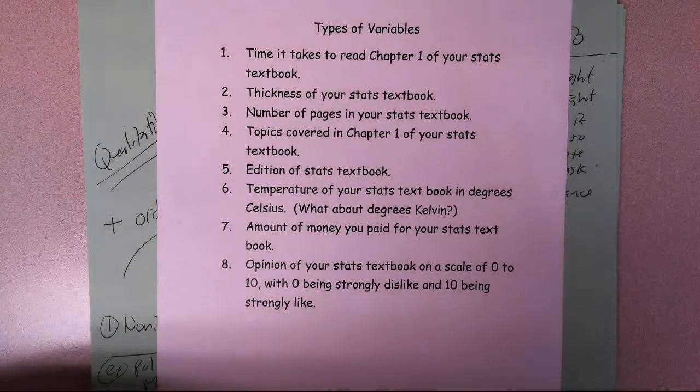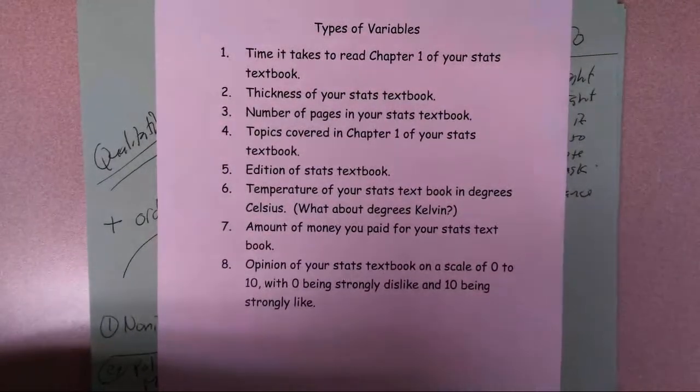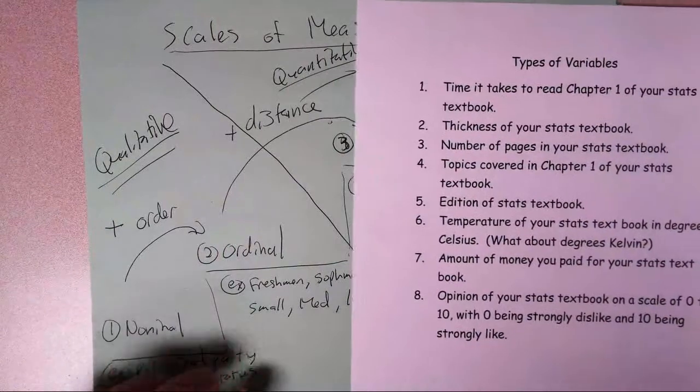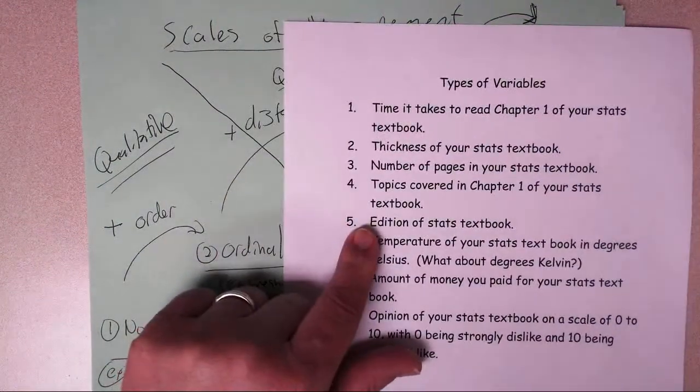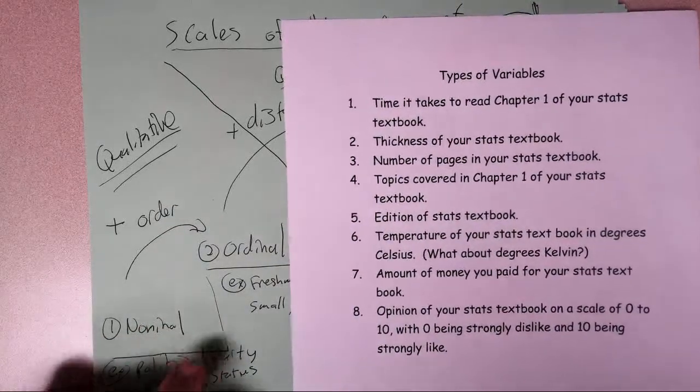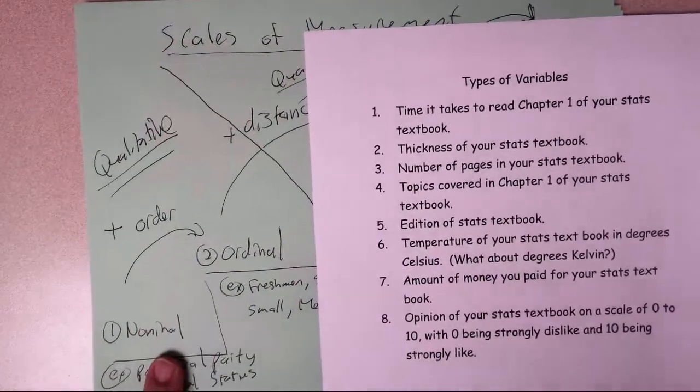Okay, the topics covered in chapter 1 of your stats textbook. So in this case, that's a qualitative variable here. So now I'm on this side, and the topics covered don't have a natural ordering to them. Different textbooks will order them in a different order. So this is nominal.